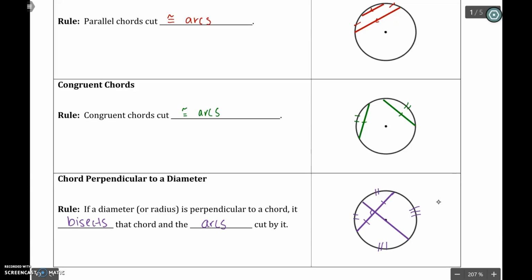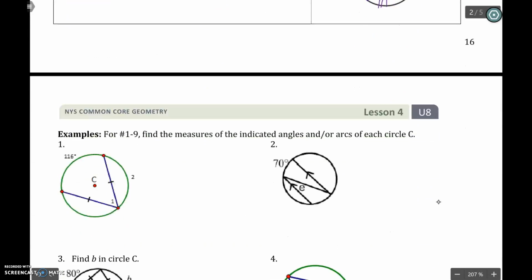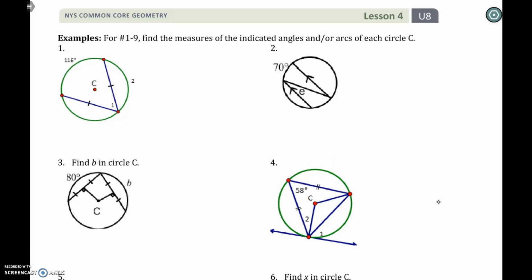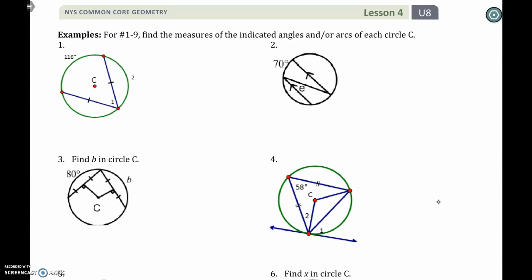Okay, so some of these rules might apply. The rest of the examples in this may or may not use those rules, but they're all practice with everything we've been doing up until this point. So if we look at number 1, we have these 2 chords that are marked congruent. That means that the arcs are going to be congruent as well.